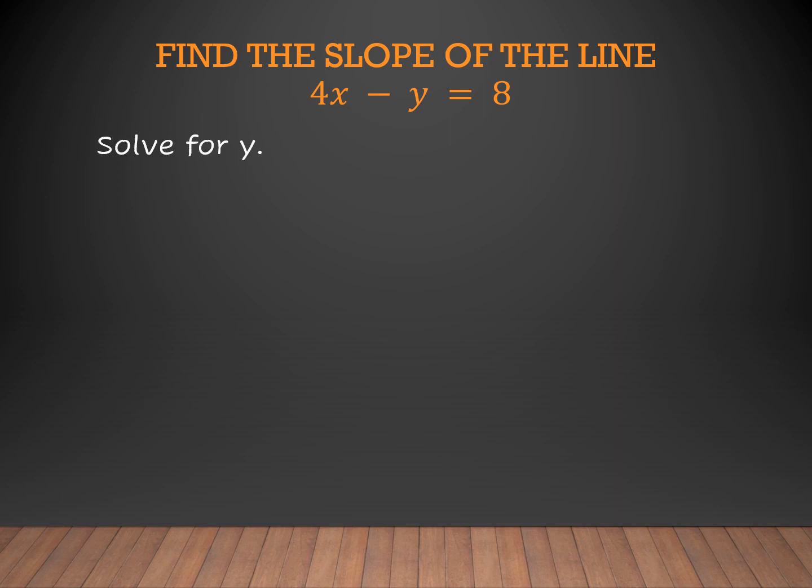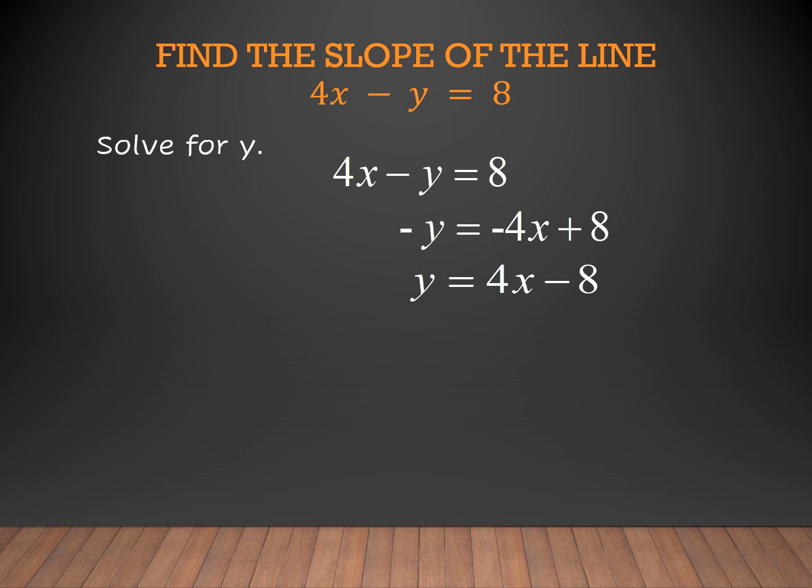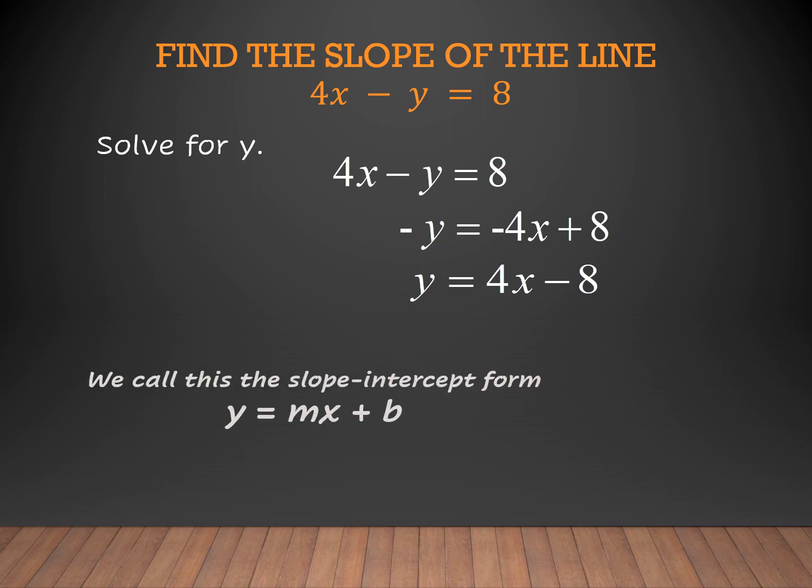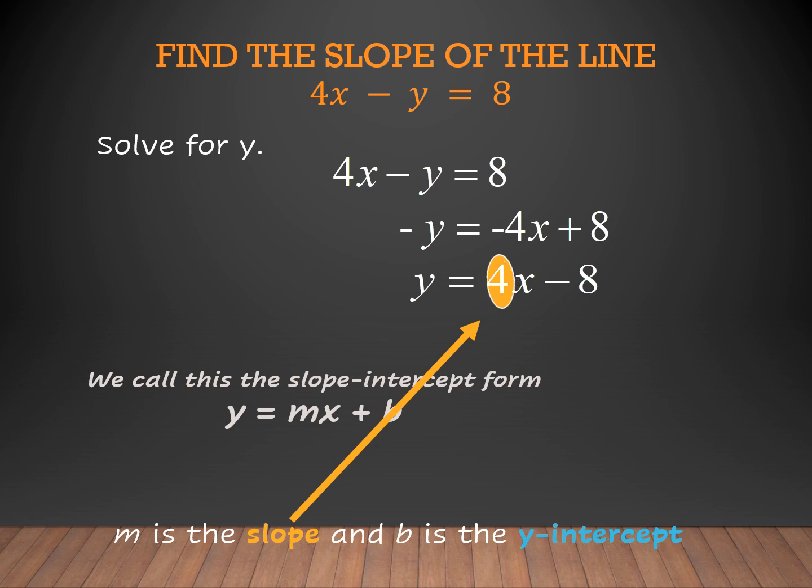So the first way, we're trying to find the slope. We're going to solve for y. So we got y equals 4x minus 8. We call this the slope-intercept form. So the slope in our case here is 4, and the y-intercept is negative 8.